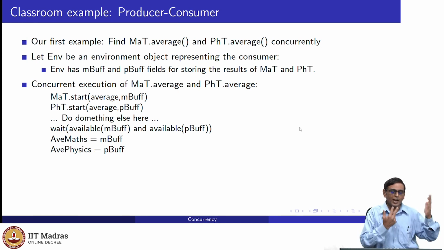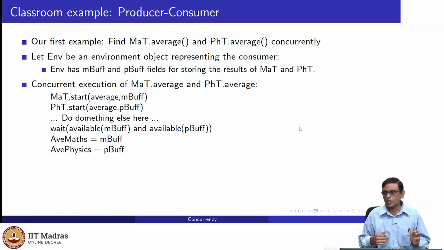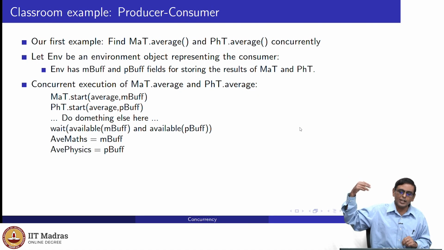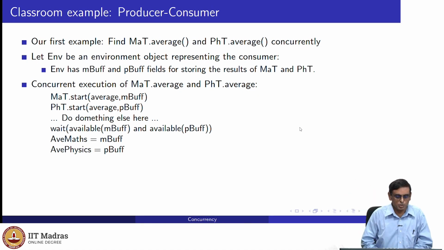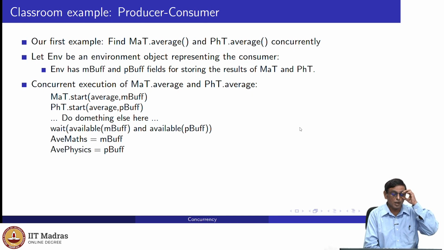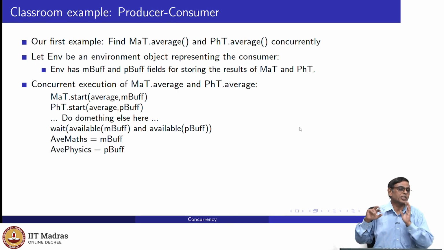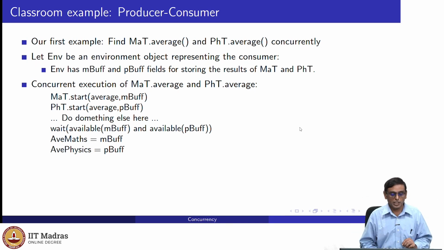But it's also possible that I have a lot of work to do, so I did all that work. I came, meanwhile those guys have finished. They put the result in the tray and they went on and did something else. They can attend to other customers. They can do average for other customers. So once I have both mbuff and pbuff available, I can just take the value of mbuff and put it in average maths, pbuff and put it in average physics. I'm done. I don't need to go and fetch the result anymore from the object, because the object has already given me the result. It is put into the mbuff.